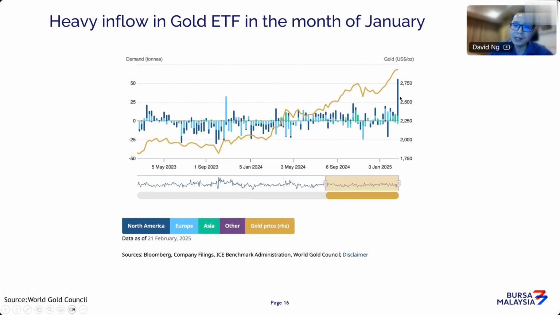Now, if you look at ETFs, which are basically indicated by investments. In the past, I think this figure came out in January.